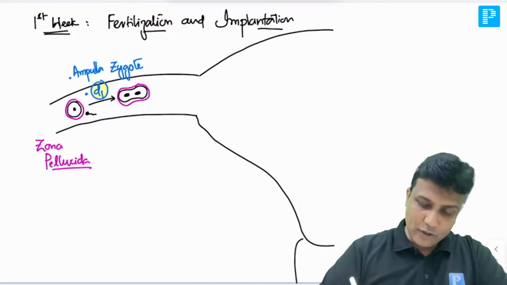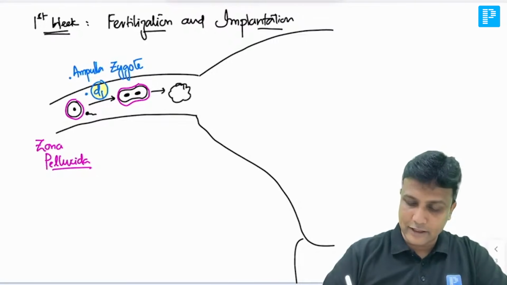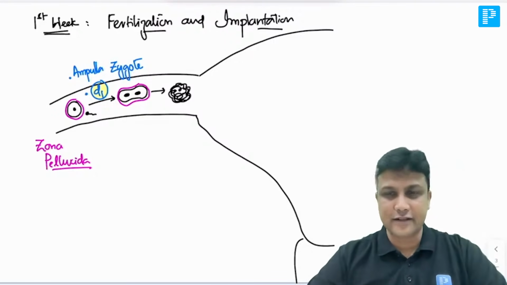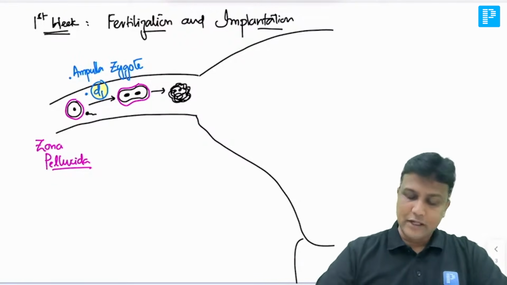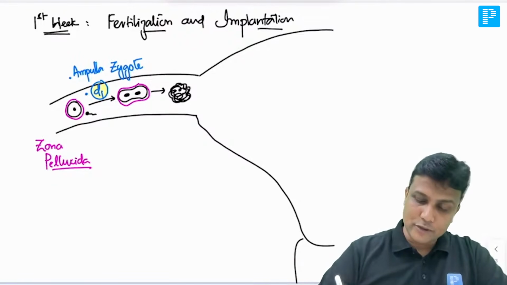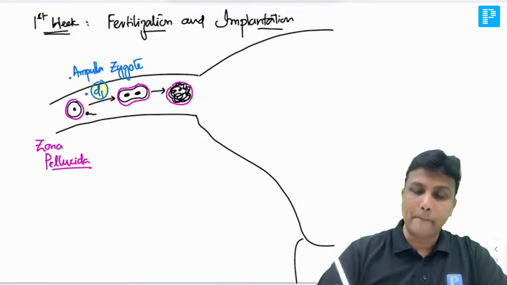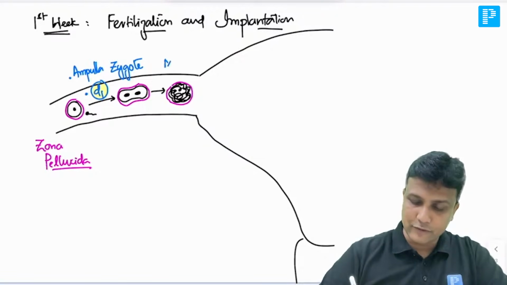Next one. Now what is going to happen? The zygote will further multiply and divide. You know that it will be dividing into 2 cells, then 4 cells, then 8 cells, 16 cells, like that. So it will be multiplying and almost it will be forming 16 cells right now. And when there are totally 16 cells, this will be appearing like a mulberry. Now because it is appearing like a mulberry here, therefore this one will be known as the morula.